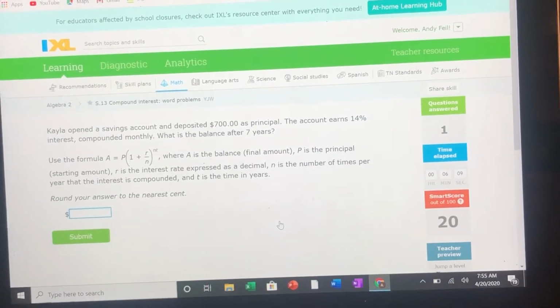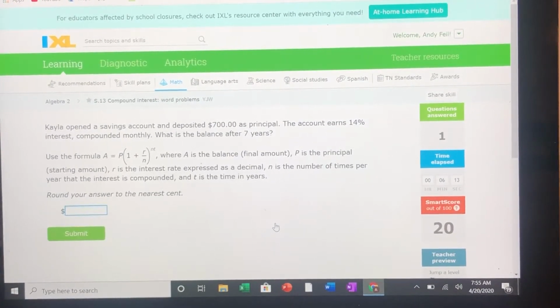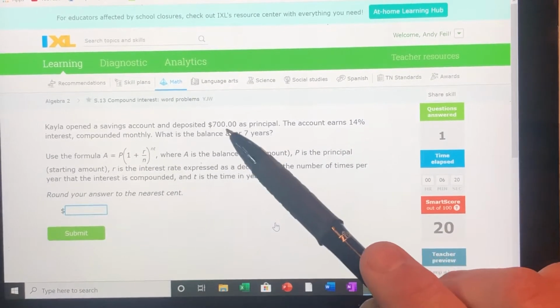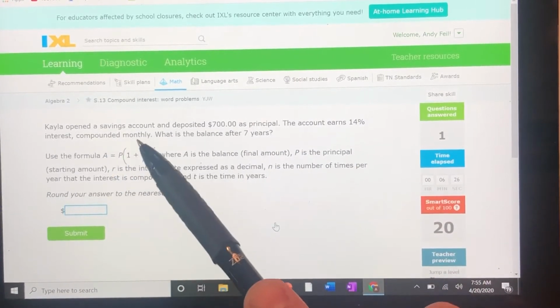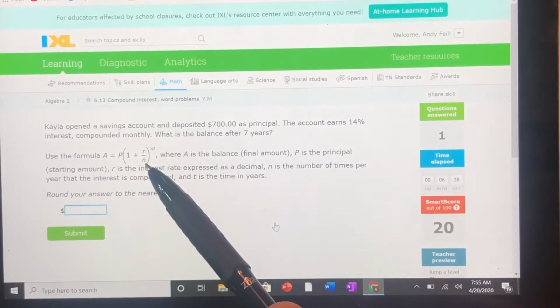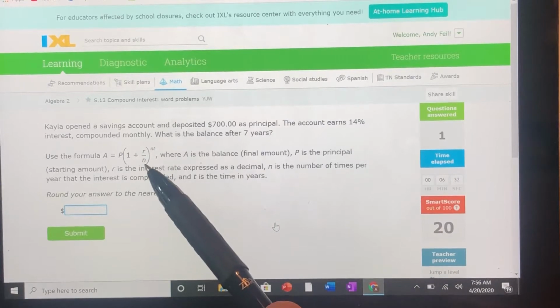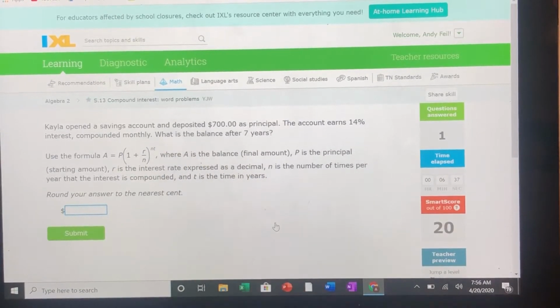Kayla opened a savings account and deposited $700 as principal. The account earns 14% interest, compounded monthly. What is the balance after 7 years? Okay, so 700 is principal, 14% is the interest rate. Compounded monthly, that means for this N, we're gonna be putting in a what? That's right, a 12 monthly. So it's 12 months in a year. Let's see, what's the balance after 7 years? Well, that means that T is gonna be 7.